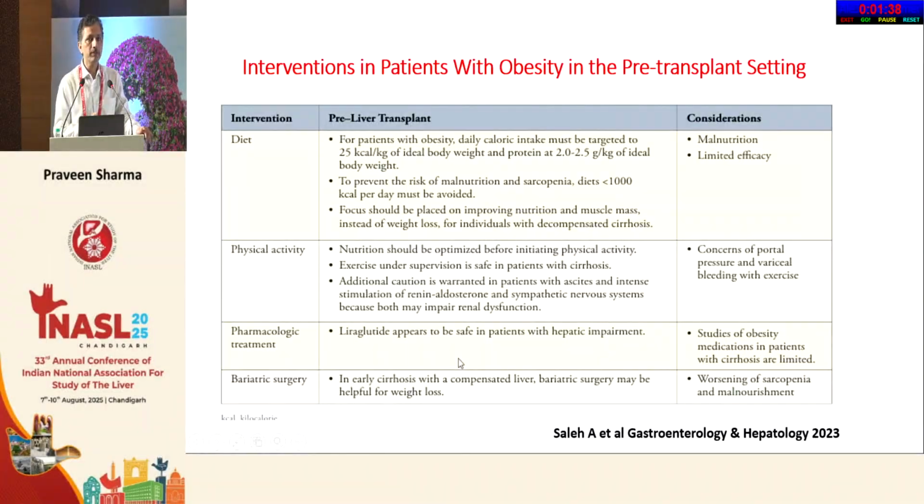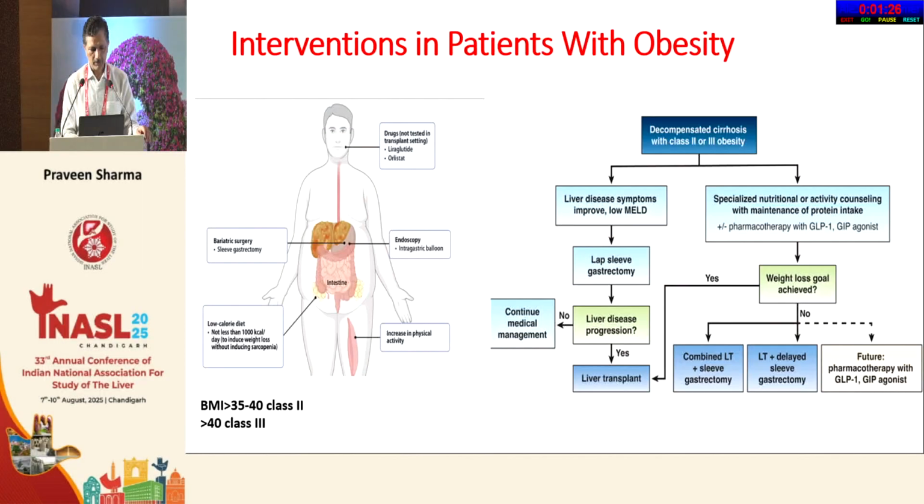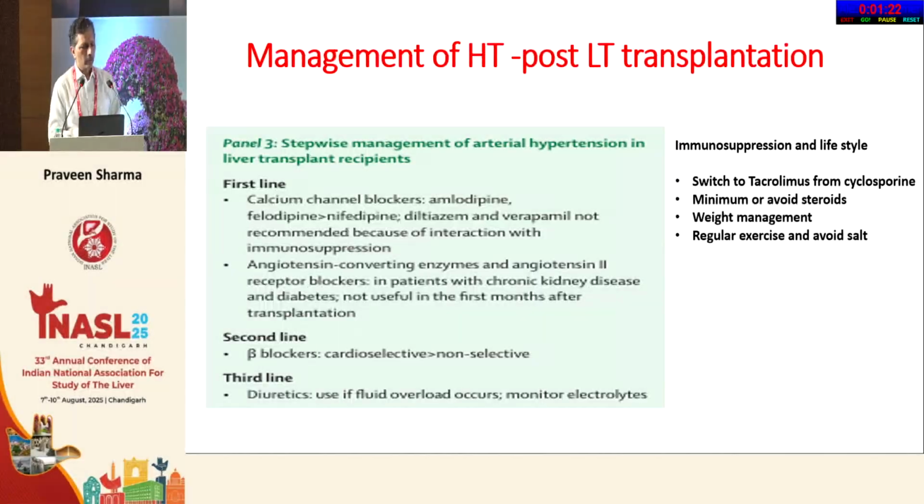Pharmacological treatment: we do not have much in cirrhosis patients who are decompensated. But in a compensated patient, sometimes we can use liraglutide. Even semaglutide has shown some benefit in cirrhotic patients also. Bariatric surgery sometimes can be used in compensated patients. I can skip this. Now, how do we manage hypertension?